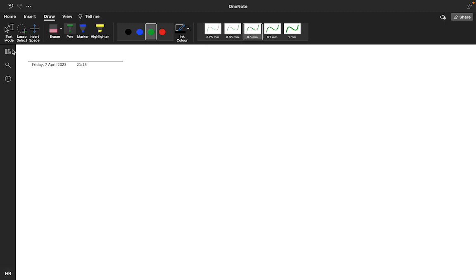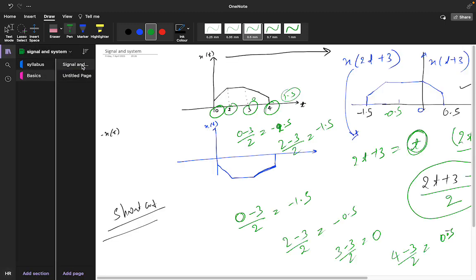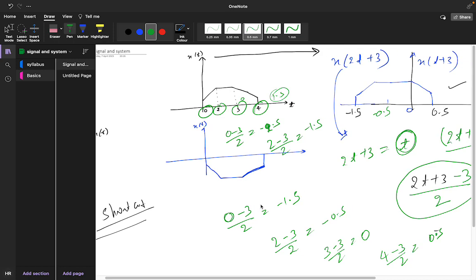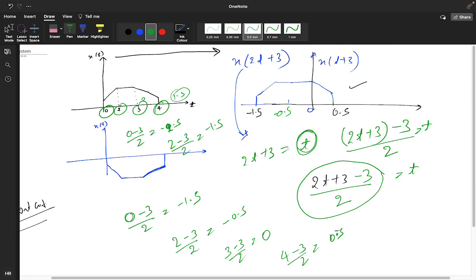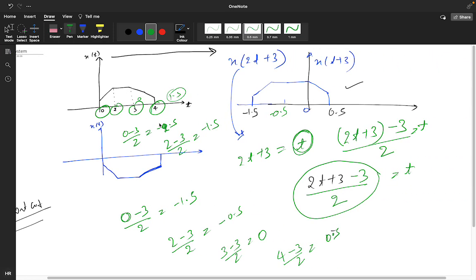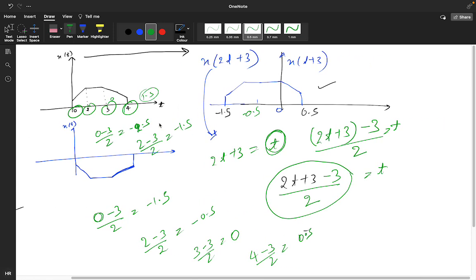When we equate that equation with respect to 0, we're getting the same minus 3 by 2. We can do it like that also. What you did at first was equate to 0, but you don't need to equate to 0. You just have to make it as a t.